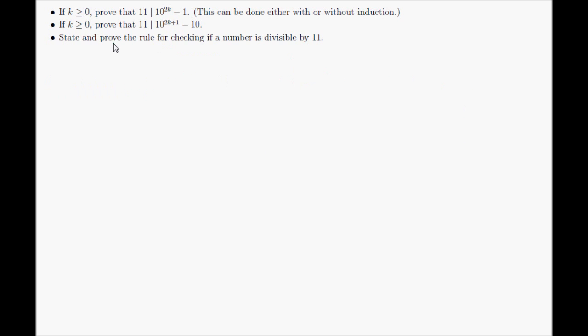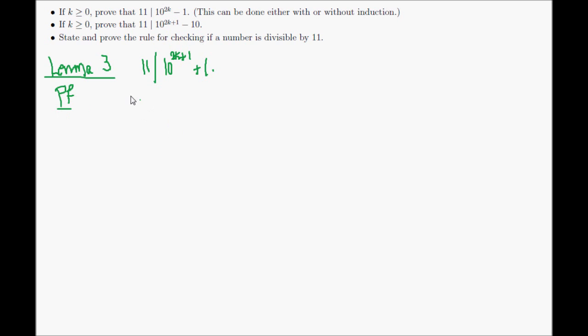Now, before we state and prove the rule for checking if a number is divisible by 11, we actually have an intermediate step, which I didn't ask you to do in the review, but this will be very helpful later. Lemma 3: 11 divides 10 to the 2k plus 1 plus 1. Proof.